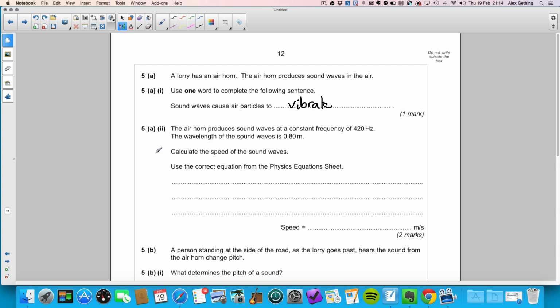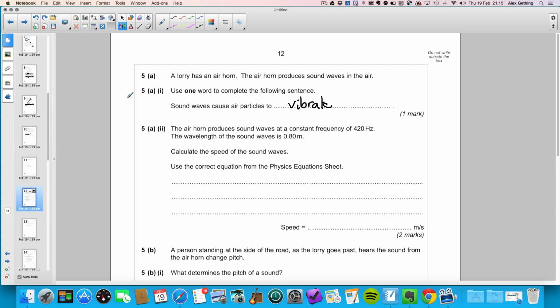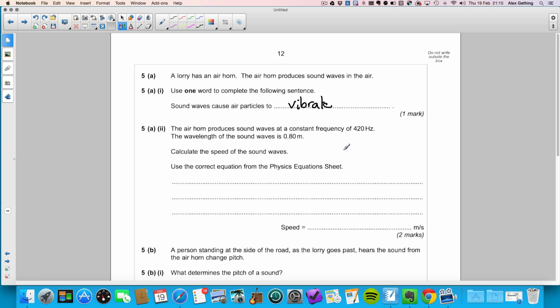A part 2, the air horn produces sound waves at a constant frequency of 420 Hz. The wavelength of the sound wave is 0.8 of a meter. Calculate the speed of the sound wave. Okay, so this is where we could dig out that equation sheet if we weren't sure of it. If you look at the sheet, then it'll give you the formula that the speed equals frequency times lambda, which is the wavelength.